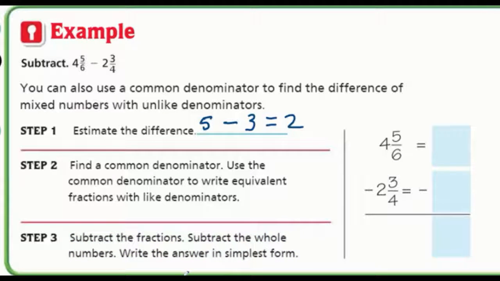Okay, here we go. 4 and 5/6 is equal to, so we want common denominators. Well, I look at the 6 and I look at the 4. I'm looking at both the 6 and the 4.